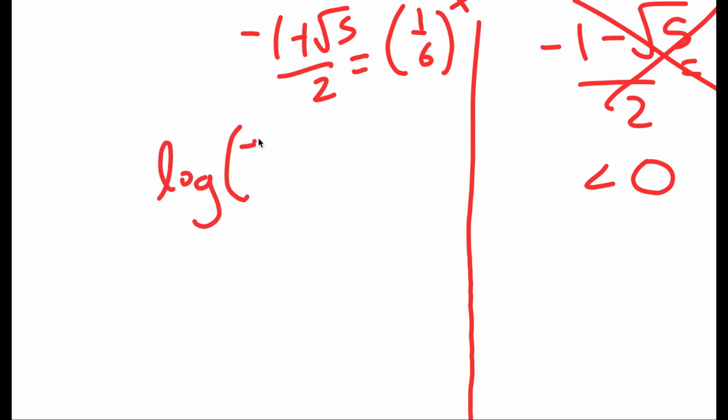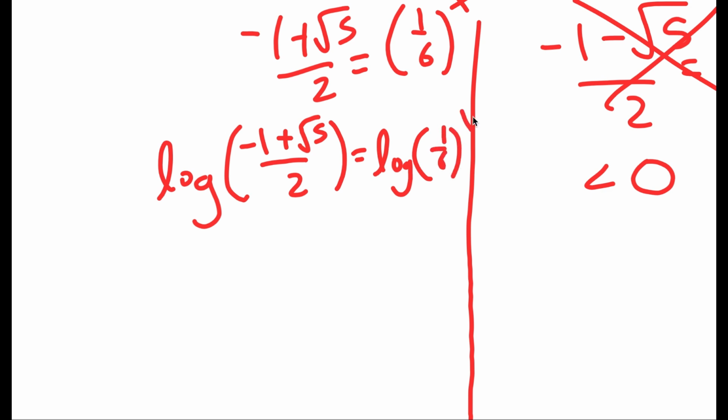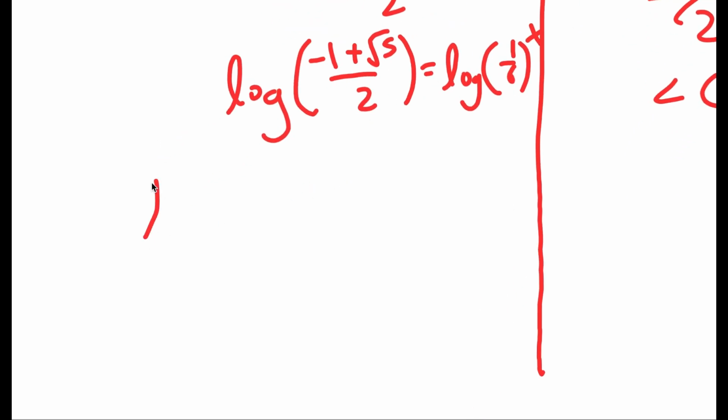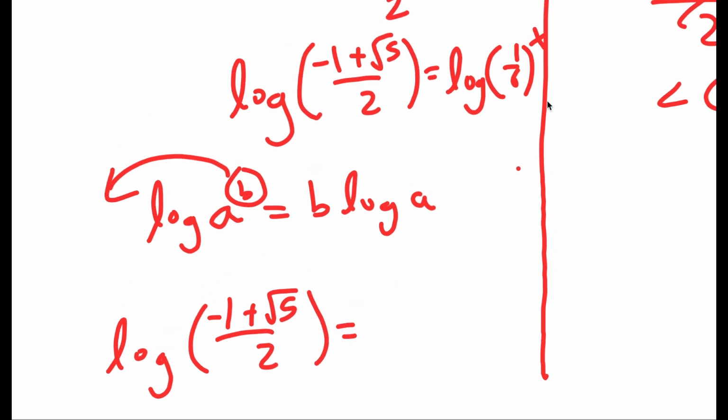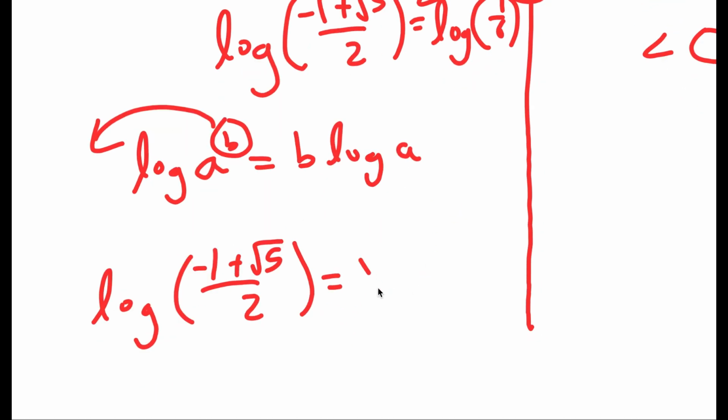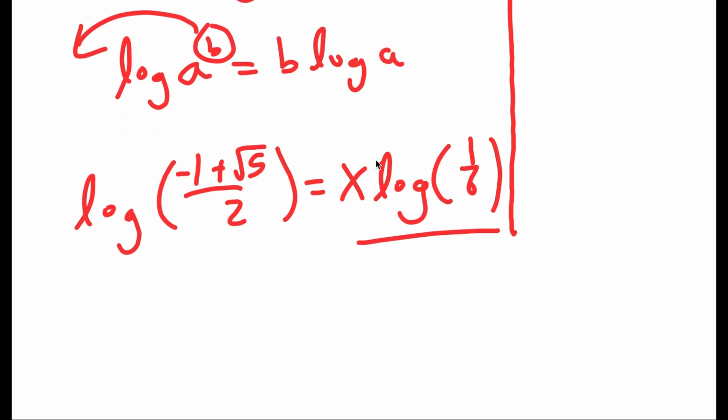So I have log of negative 1 plus the square root of 5 over 2 is equal to log of 1 over 6 to the power of x. And if I have something in the form log a to the power of b, this is equal to b times log a, meaning I can move the b to the front. So I get log of negative 1 plus the square root of 5 over 2 is equal to, I'm going to move the x to the front, so x times log of 1 over 6. And now we want to isolate x, so I'm going to divide both sides by log of 1 over 6.